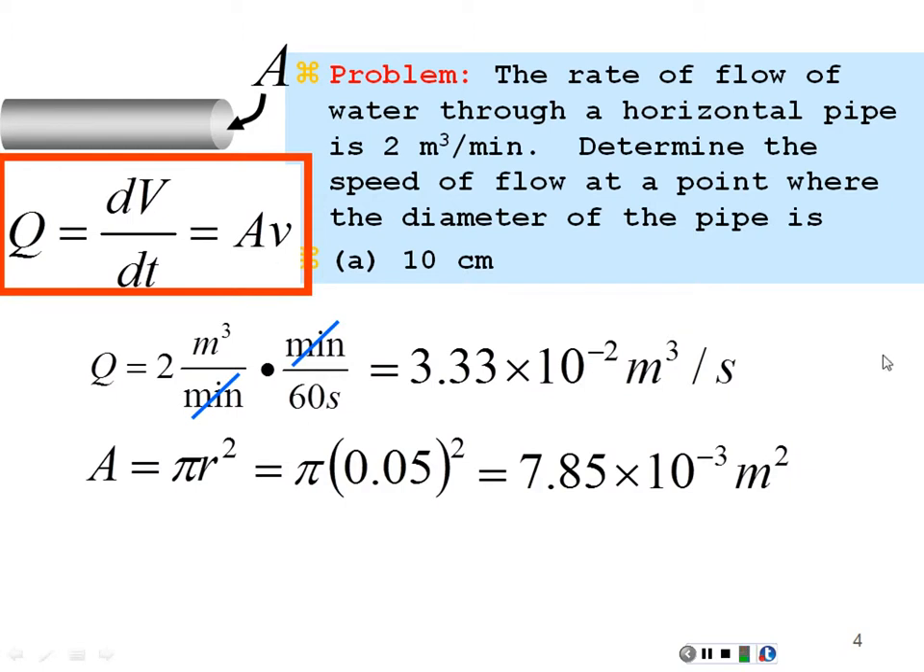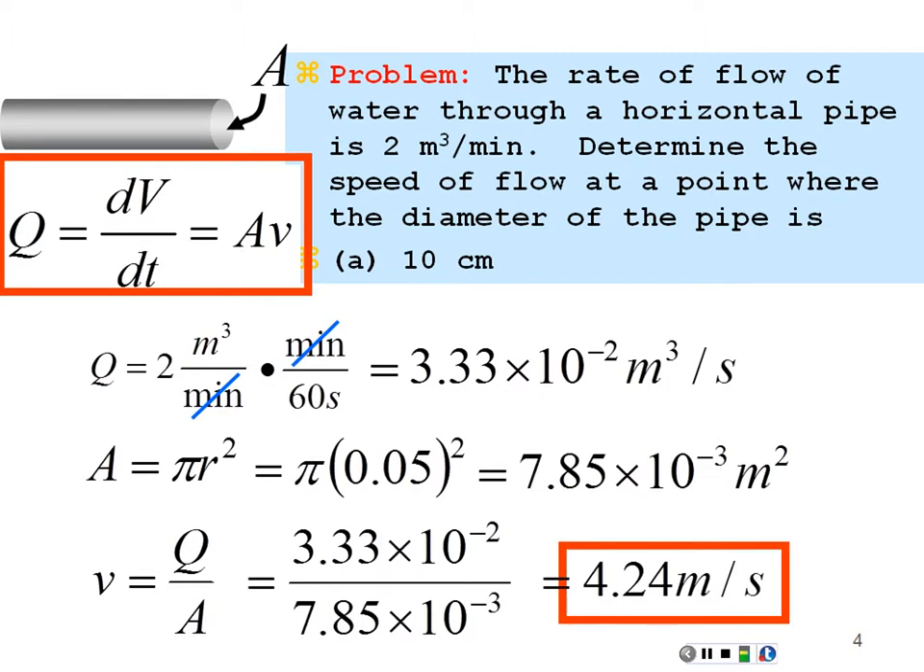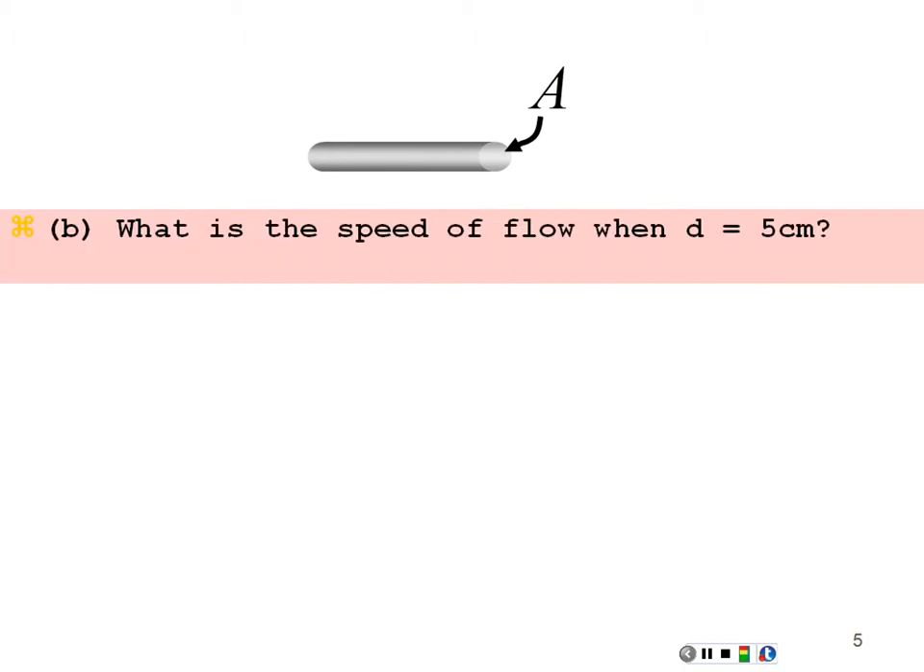V will equal Q divided by A. 3.33 times 10 to the minus 2 cubic meters per second over 7.85 times 10 to the minus 3 square meters gives us a velocity of 4.24 meters per second. What is the velocity when the diameter is 5 centimeters, half as much?